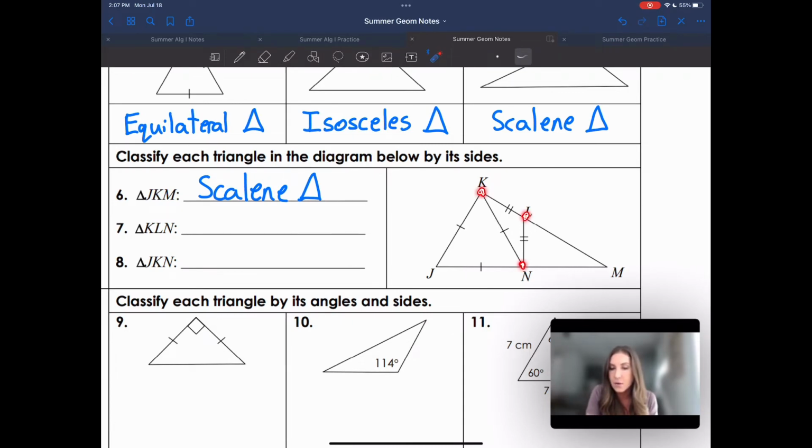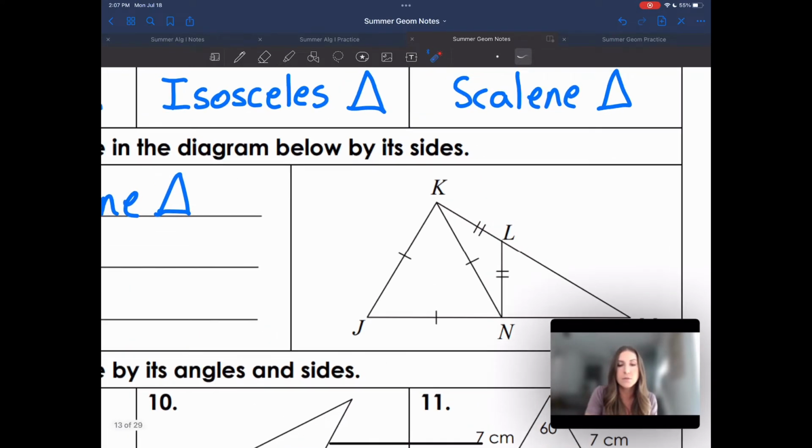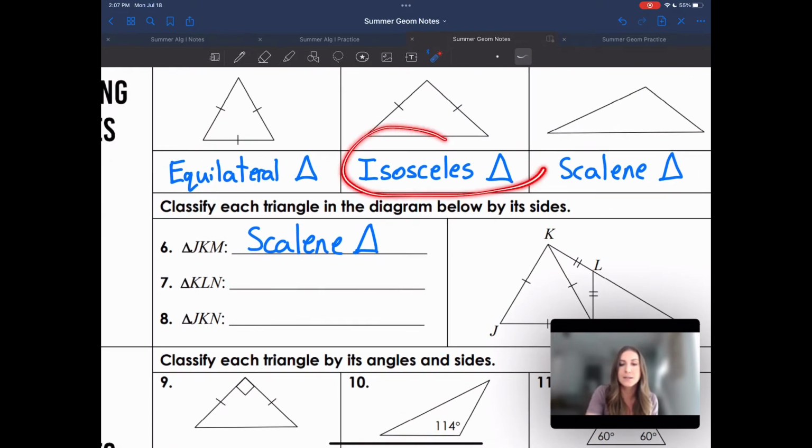KLN. Okay, so look at the markings on that one. I can highlight it. I don't want to cover anything up though. Notice you have 2 sides marked the same. Let me uncover that actually. Here's my dots. You've got a pair of tick marks here and a pair here, which means those 2 sides are congruent to each other. The one that has a single tick mark means it's not the same as those ones, okay? So these 2 sides are congruent, which means this is going to be our isosceles triangle. 2 sides congruent.